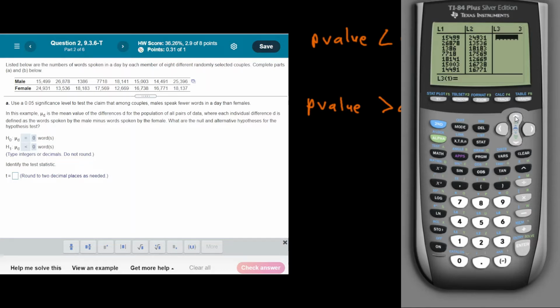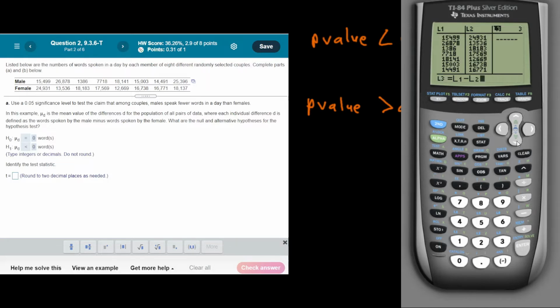So to do it, you hit the up arrow. And it's asking, okay, what do you want L3 to be equal to? You can see at the bottom of the calculator screen. I want my L3 to equal L1. So you hit the second key to get the blue letters on the face of the calculator, L1, minus, hit the second button again, L2. So you're subtracting L2 from L1.